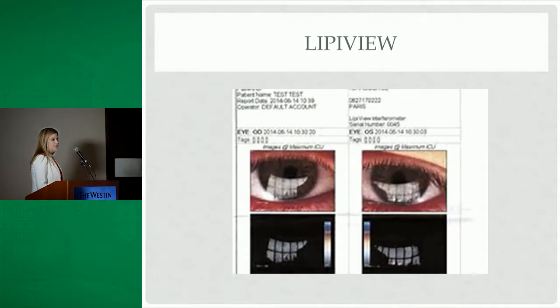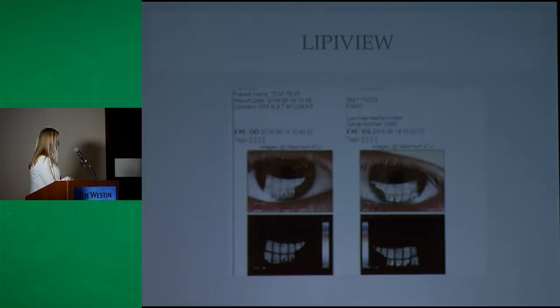So here's just a picture that shows what you see on the LipiView machine. It's actually a video, and it shows the lipid tear film layer here as the patient blinks. So we can also look and see how the patient is blinking. Is it a complete blink? Do they have partial blinks? How many times in a minute is the patient blinking?